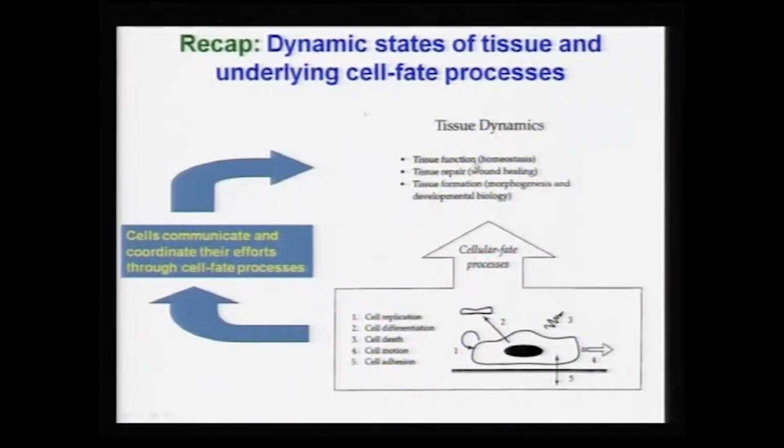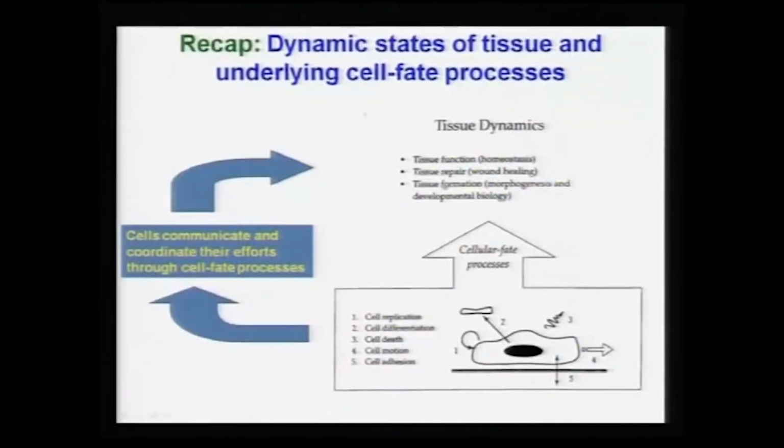All these cell fate processes have direct relevance for tissue function. If a tissue performs its normal functionality, it is called homeostasis. Homeo means same, and homeostasis means the functionality of a given tissue for its self survival. Tissue repair in biological terms is known as wound healing, and tissue formation is known as morphogenesis, which is part of developmental biology.